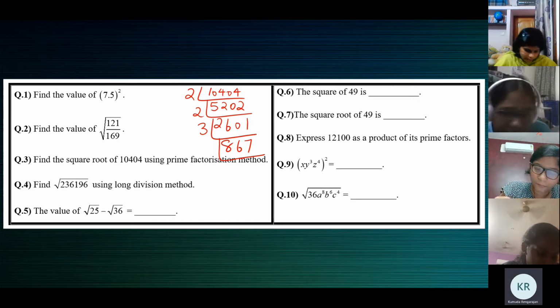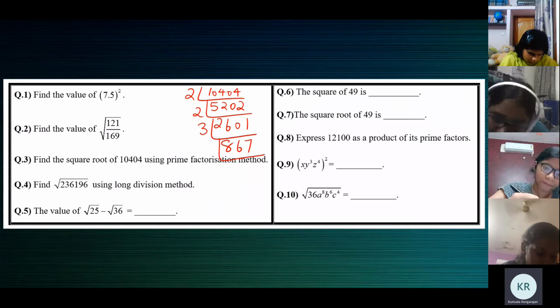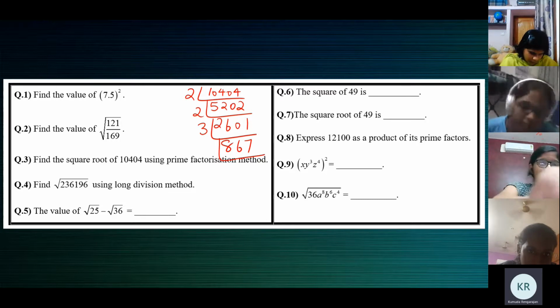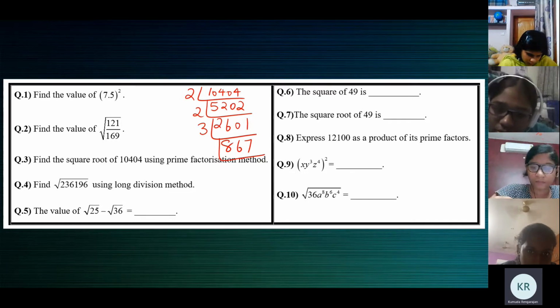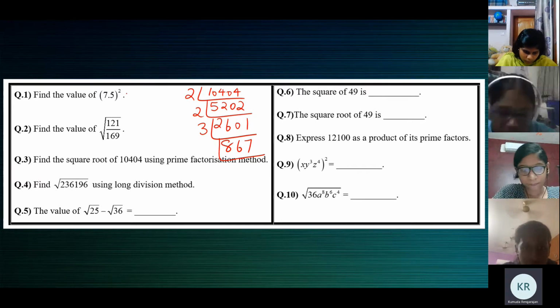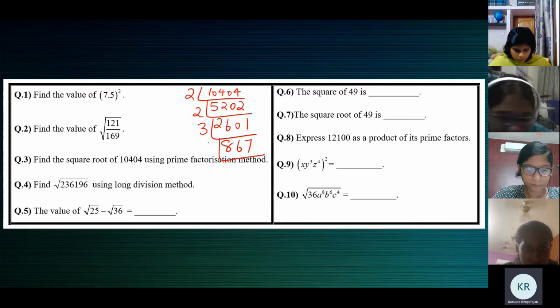Now for 3, we are talking only about 3. The number is 867. 8 plus 6, 14. 14 plus 7, 21. Is 21 divisible by 3? Yes. Then 867 is also divisible by 3. Got it, Harshita? Yes, ma'am.